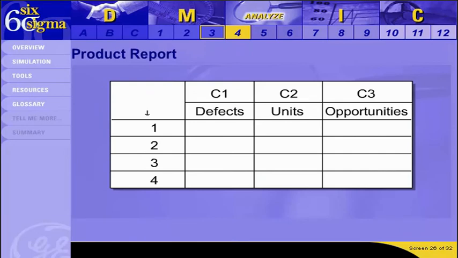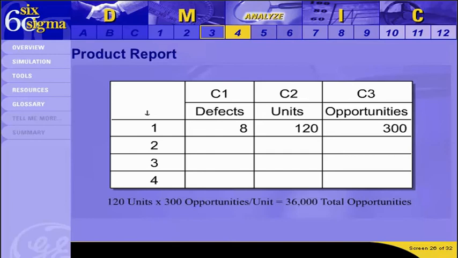This will be a product report for the assembly of an entire engine. In column C1, we enter the number of defects discovered. In column C2, we enter the number of units, meaning entire engines in this case, which were inspected. And in column C3, we enter the number of inspection points, or opportunities, per unit. This chart shows that there are 300 inspection points for each unit, or 300 opportunities to find a defect per unit, or 36,000 total opportunities for a defect to occur in the 120 units.